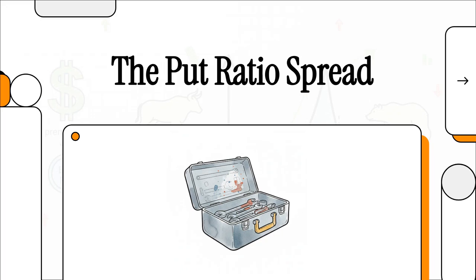Hey everyone, and welcome. Today we're cracking open the Advanced Options Toolbox and pulling out a really interesting one, the put ratio spread. Now, this is a powerful strategy, one that can help you profit from a moderate drop in a stock, sometimes for almost no upfront cost. But, and this is a big but, it comes with a serious catch that you absolutely have to understand. So let's dive right in.